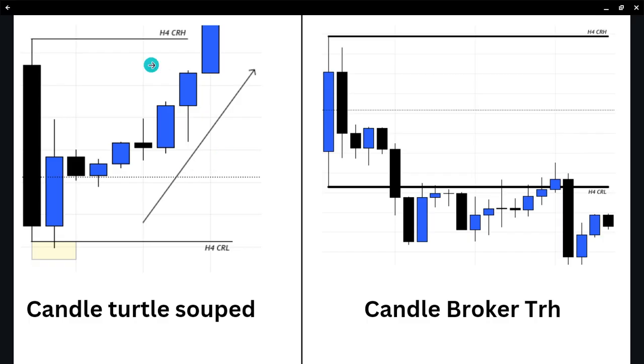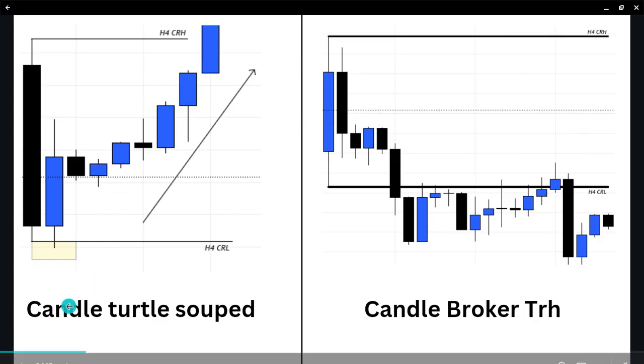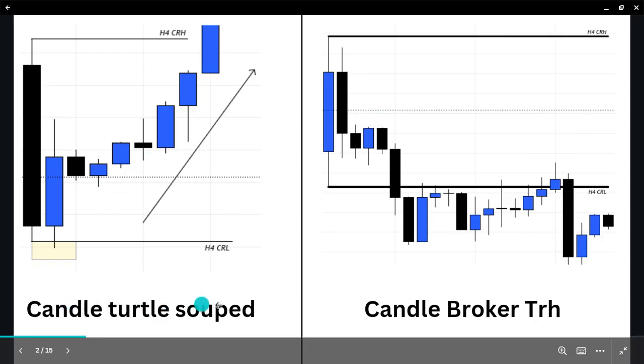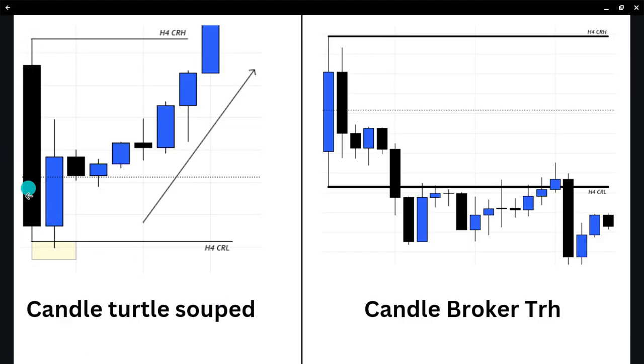Now these are the two forms of CRT. The first one is a candle is turtle souped, meaning this is the range. Suppose it's a 4-hour range. Turtle souped targeted the opposite range. Another form is a range, a candle is traded through. It's traded through and then it's flipped, it's used as resistance.